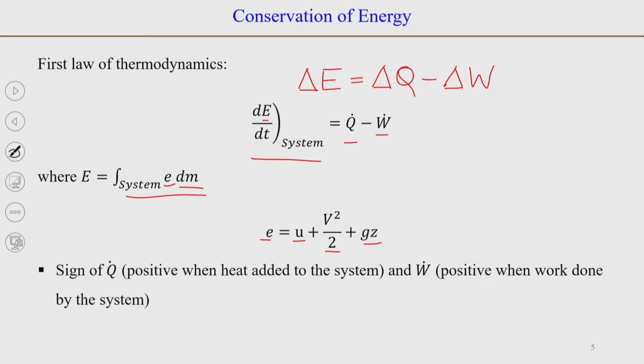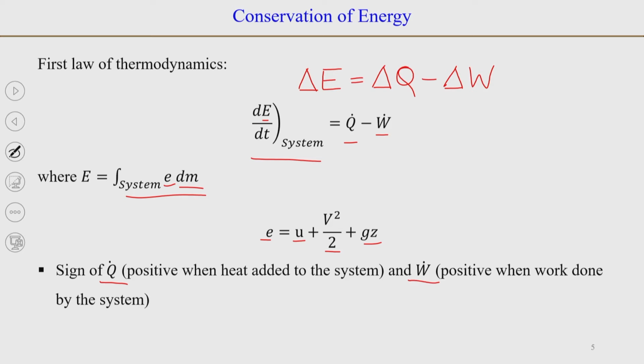All of these are of course in terms of specific energy. So, the units for all of these will be joule per kg. Now, just to remind ourselves that the sign of q dot is positive when heat is being added to the system, and the sign of w dot is positive when work is being done by the system.